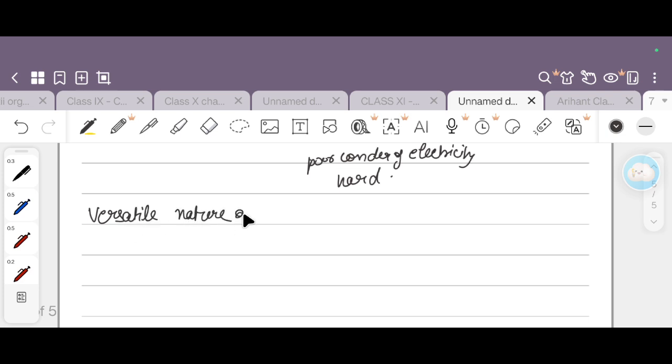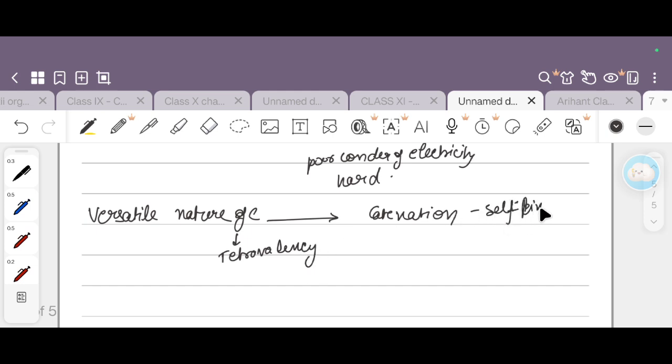There are two reasons for this versatile nature of carbon. First is catenation. Second is tetravalency. Catenation means self-linking power. Carbon can form bonds with other carbon very easily. It can even form multiple bonds also.